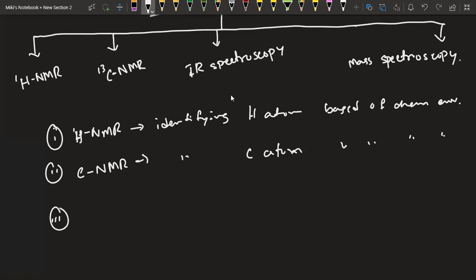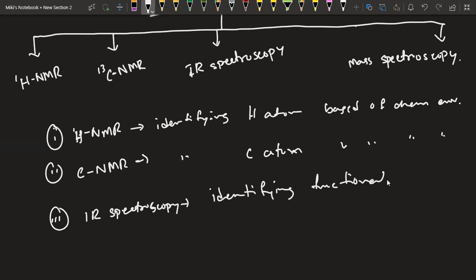In our third, we have IR spectroscopy. IR spectroscopy is to identify the functional group. Remember, the functional groups: we have carboxylic acid, alkene, alcohol, aldehyde, ketone, isn't it? So these are the functional groups. IR spectroscopy is used to identify the functional group.